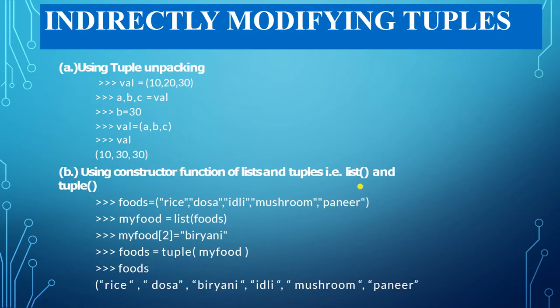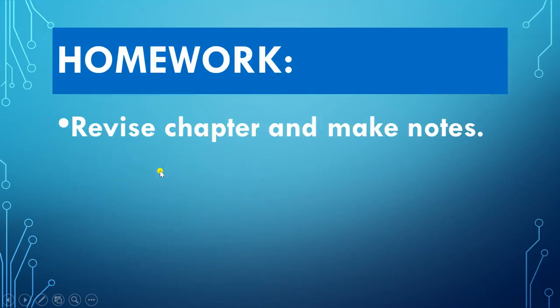Now, indirectly modifying tuples. As you know, tuples are immutable, so we cannot change the value of a tuple. But by these two methods, we can change the value of a tuple. First is using tuple unpacking, and second is using the constructor functions of list and tuple. You have to just go through these two programs.